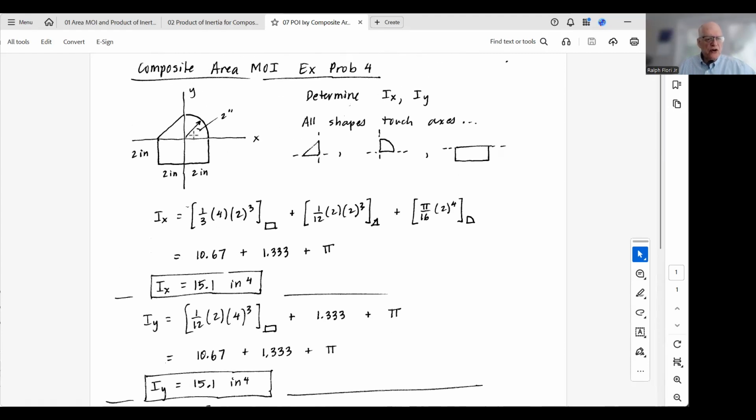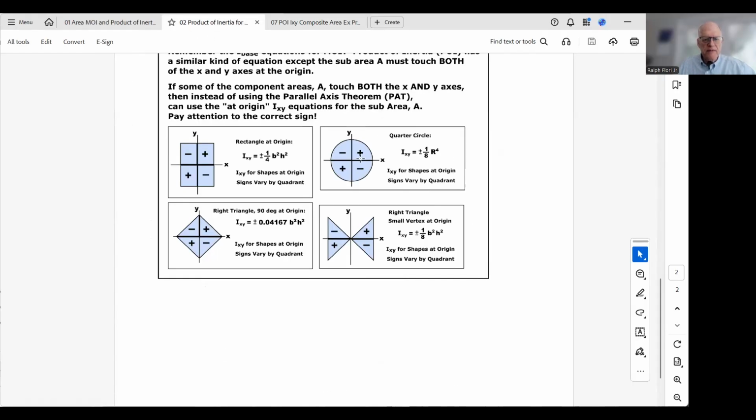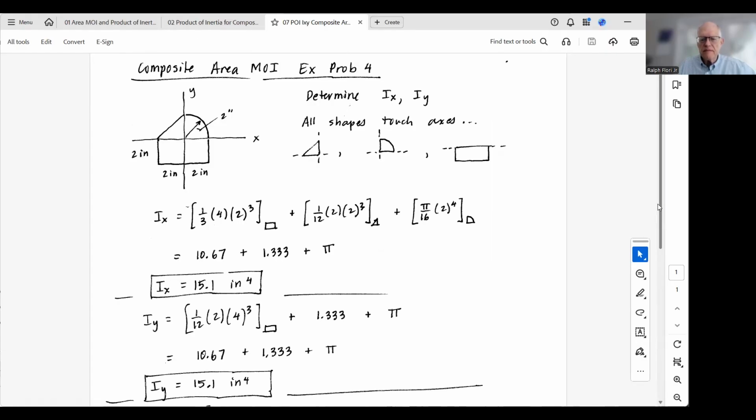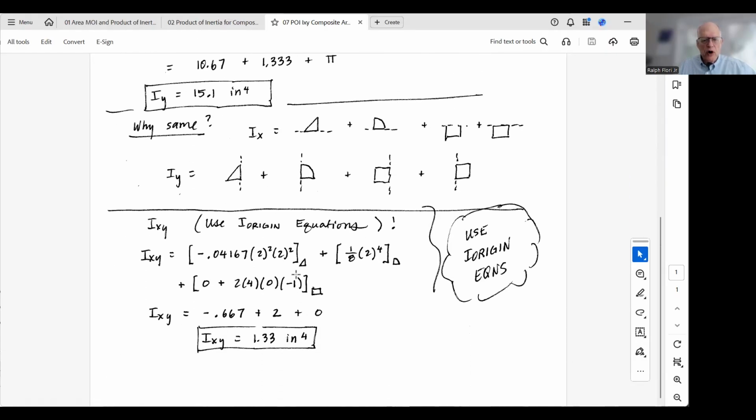For my quarter circle, he's nestled into this corner, and our formula for him is this guy. So he's a positive 1/8 r to the 4th. One over 8 r to the 4th.